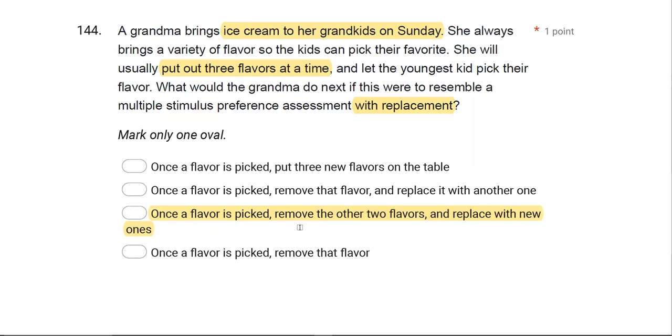The question wants us to apply it in the context of a multiple stimulus preference assessment. That's what we've done. All right. Don't get bogged down in the details.